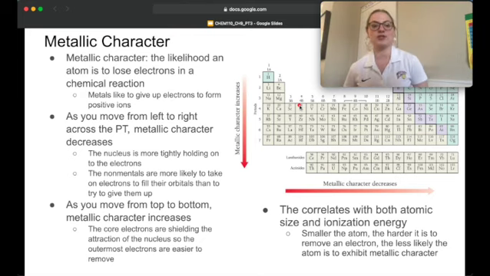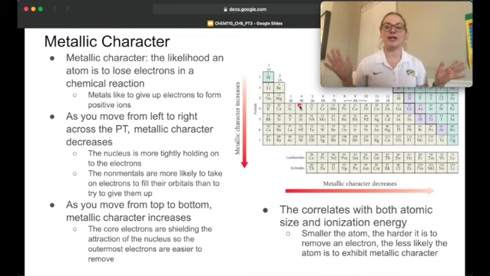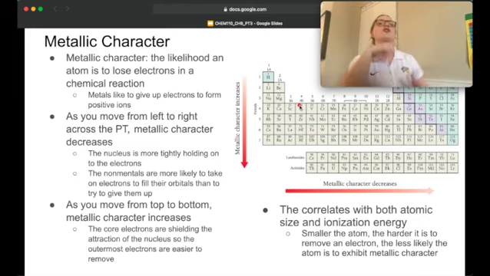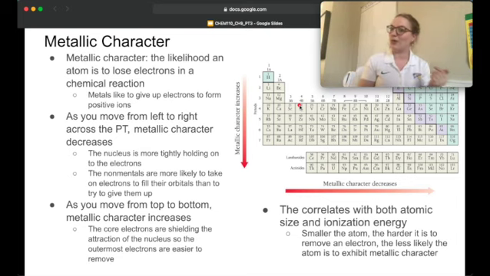Okay, so let's talk about metallic character. So metallic character is the likelihood an atom is to lose electrons in a chemical reaction. So how likely it is to give up those electrons and form that positive cation. It's of course going to correlate with where we know the metals lie on the periodic table and the nonmetals. So the quantum mechanical model even explains why we call certain things metals, certain things nonmetals, and certain things metalloids.